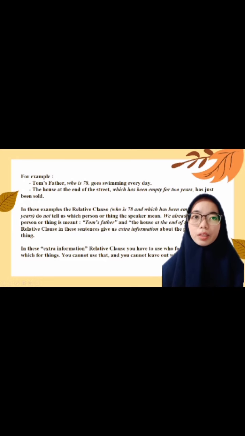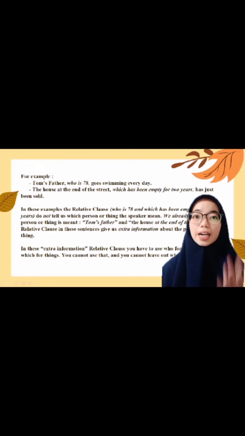In these examples, the relative clauses who is 78 and which has been empty for 2 years do not tell us which person or thing the speaker means. We already know which person or thing it means: Tom's father and the house at the end of the street. The relative clause in this sentence gives us extra information about the person or thing.